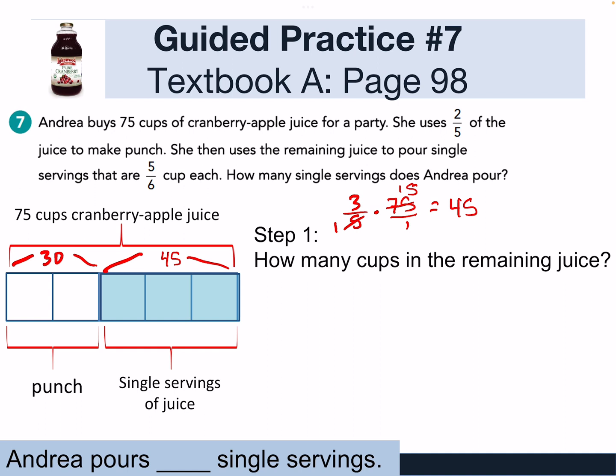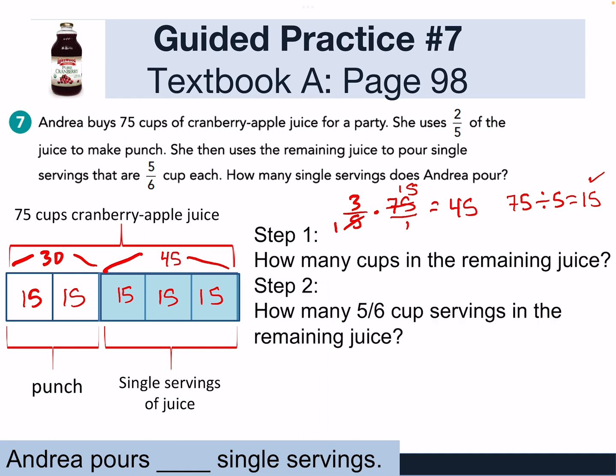We're going to say 75 cups divided into 5 units gives us 15 cups per unit. And 2/5 should be 30. 15 plus 15 is indeed 30. And 3/5 should be 45. And we know that 15 times 3 is in fact 45. So that checks out either way. We've got it checked out. So we have 45 cups of juice for single servings.